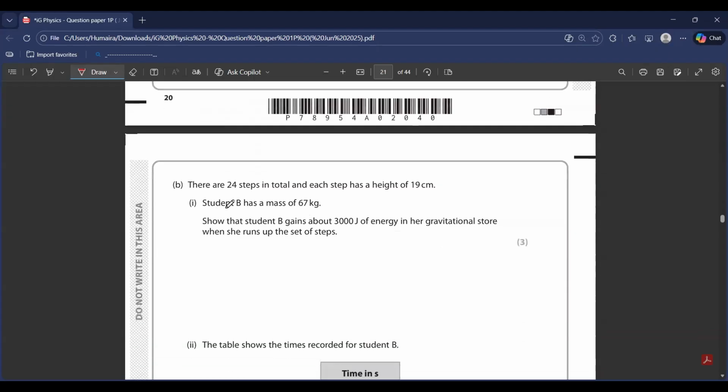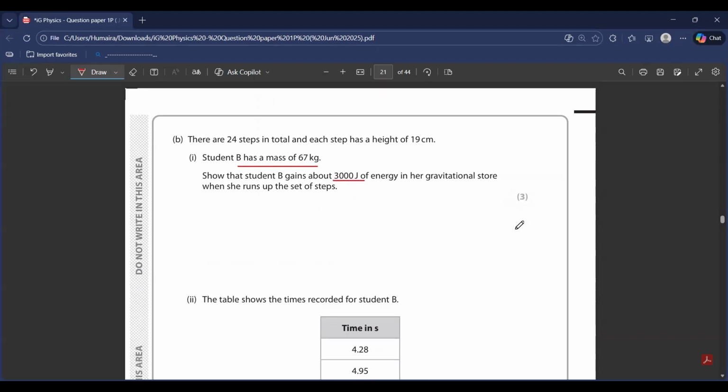Now it says that student B has a mass of 67 kg, so that B gains about 3000 joule of energy in her GPE when she runs up the steps. Now GPE, the gravitational potential energy formula, GPE is equal to mgh. What is the mass? 67. What is the value for gravitational field strength? 10. What is the height here? 19 into 24.